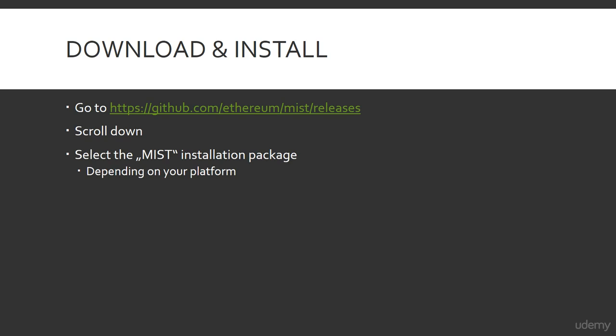This is where you can download and install Mist or the Ethereum wallet. Go to github.com/ethereum/mist/releases. Scroll down a little bit and select the Mist installation package. Of course, depending on your platform, you choose the one for Windows, Mac, or Linux.